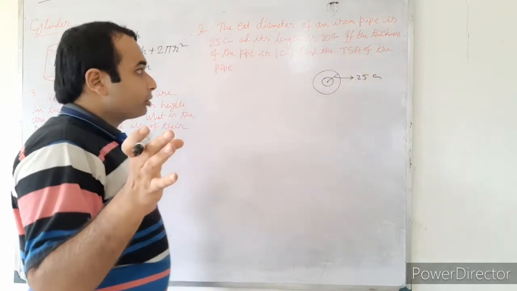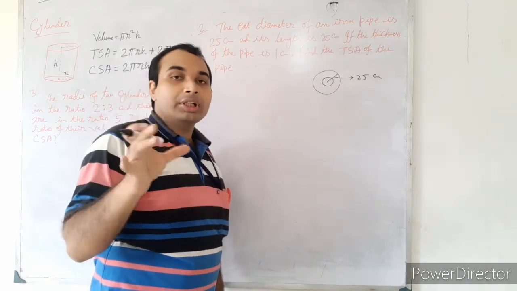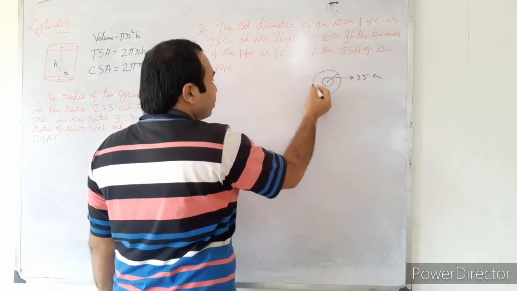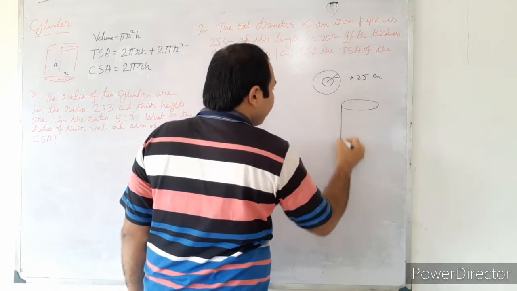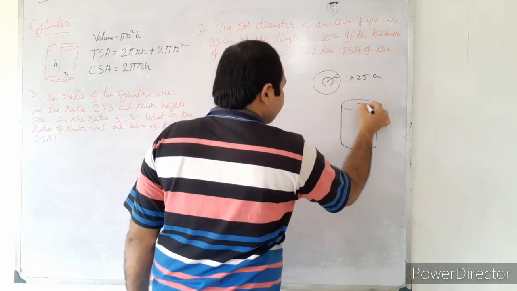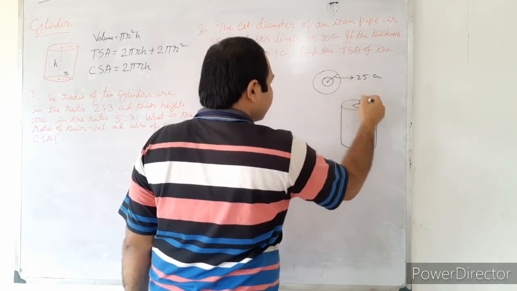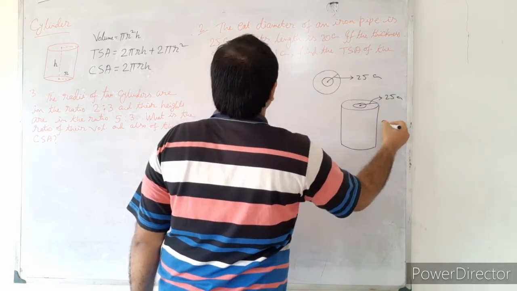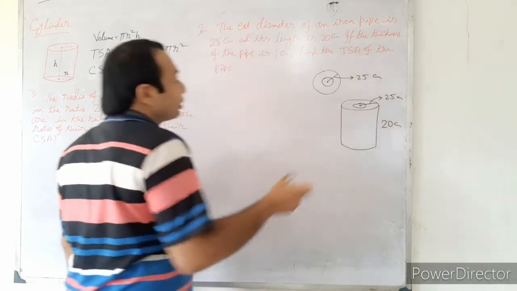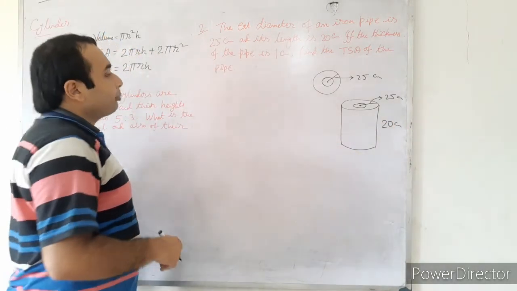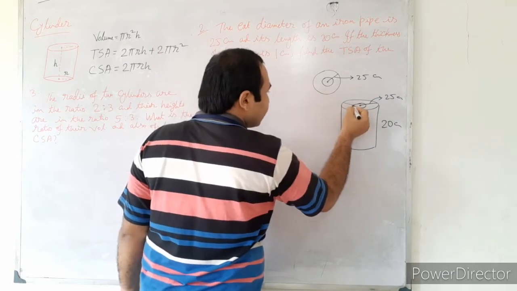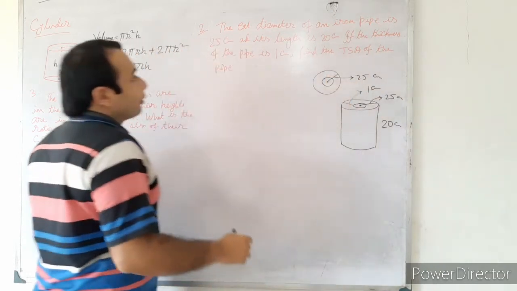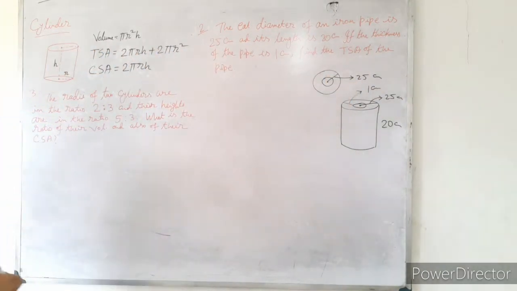And another thing, whenever you solve these questions, first of all try to draw the diagram, otherwise you cannot solve it. So its length is 20 cm. So if this is the pipe, here this is the top portion. This is 25 cm as given, and the height is given as 20 cm. Height is here the length. If the thickness of the pipe is 1 cm, that means this part is the thickness of the pipe, and that is 1 cm. Find the total surface area of the pipe.